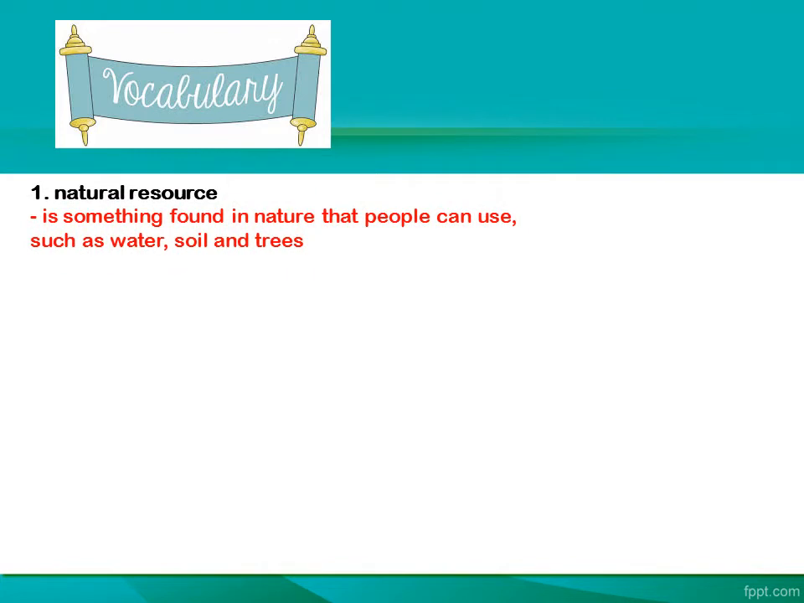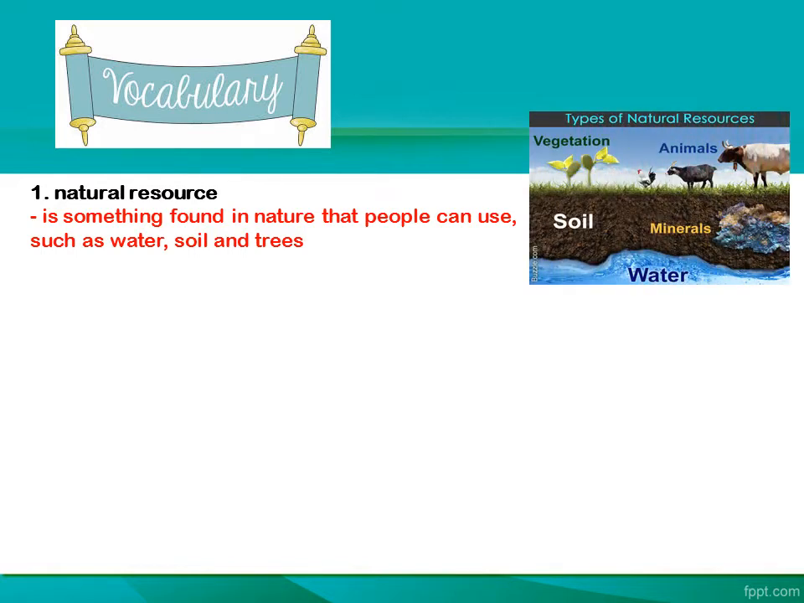Now let me introduce the key vocabulary words of this lesson. Number 1 is natural resource. It is something found in nature that people can use, such as water, soil, and trees. Okay, we have some more examples here, like plants or vegetation, animals, soil, minerals, and water.